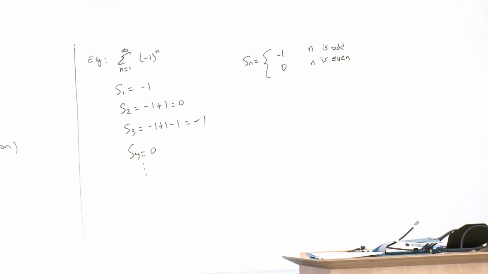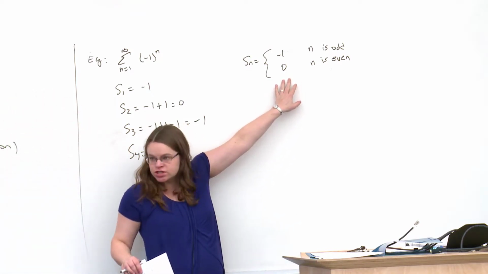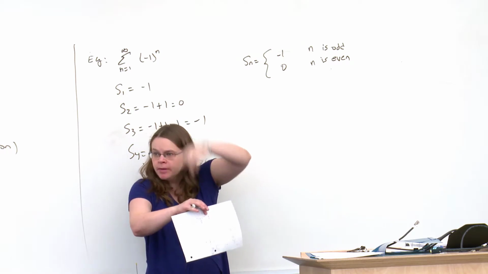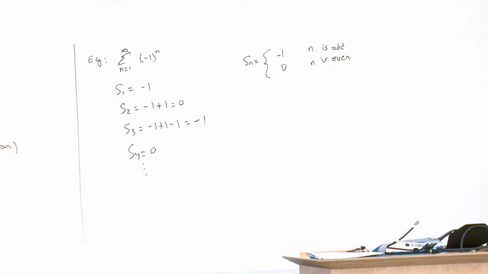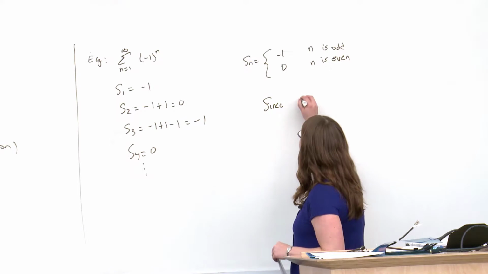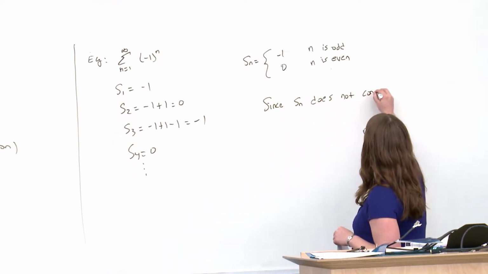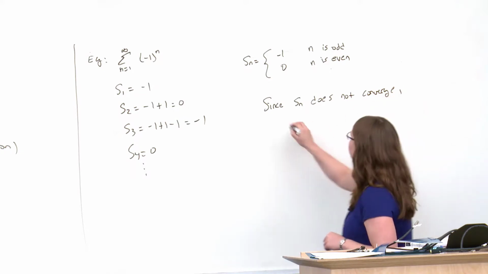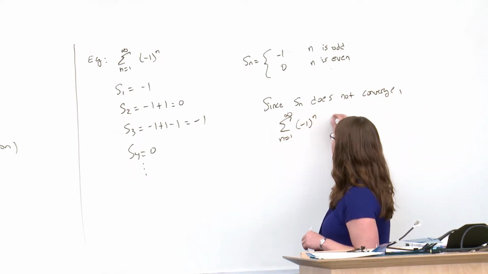Okay, so here we've written down our partial sums. We get something that doesn't converge, right? It's bounded, but it just keeps oscillating. So we're going to say this series doesn't converge because the partial sums don't converge. So since Sn does not converge, we're going to say this series also does not converge. This diverges.